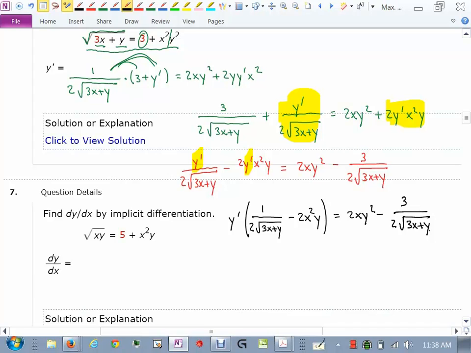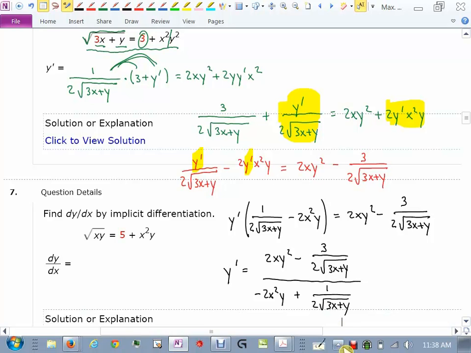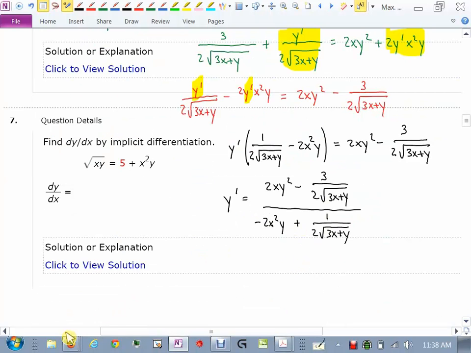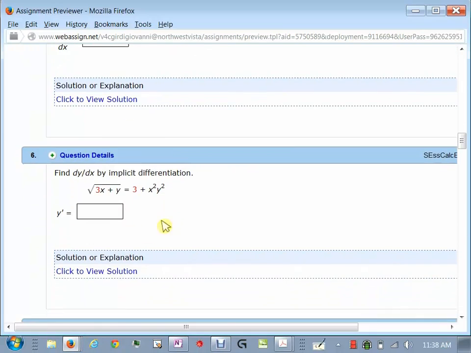All right, when I divide through now, I get y prime is equal to 2xy squared minus 3 over 2 root 3x plus y. That's the right side, and then divide through by what's in parentheses there. And let me change the order: 2x squared y plus 1 over 2 root 3x plus y. I have y prime isolated, so this is right, but I doubt that the book leaves it this way. They probably clean this up. So let me take a look at how much cleaning up they do of this.